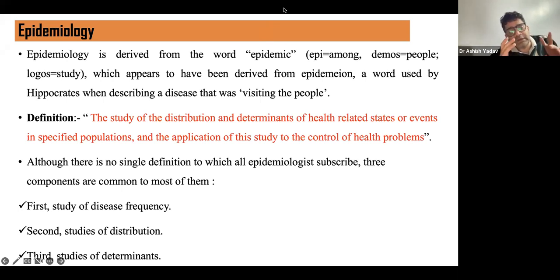All of you know the definition of epidemiology. I'm not going into that, but there are various definitions pertaining to epidemiology. All the authors actually agree on three specific points. The first is that epidemiology is the study of disease frequency. The second is that it is the study of distribution of diseases or risk factors. And the third is that it is the study of determinants. In short, we can say that it is the study of distribution and determinants of health related states or events in a specified population, and the application of this study to control health problems.